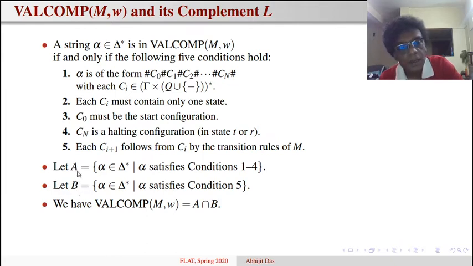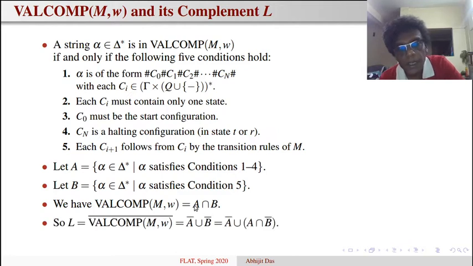Once again, recall that we are interested not in this but in its complement. In fact, this language is not context free. Its complement is context free. So if VALCOMP(M, W) is A intersection B, its complement L will be A complement union B complement.